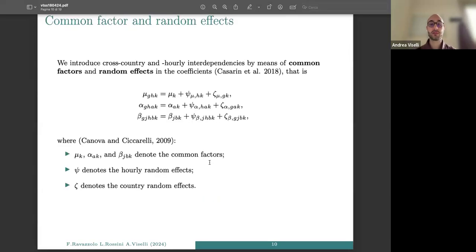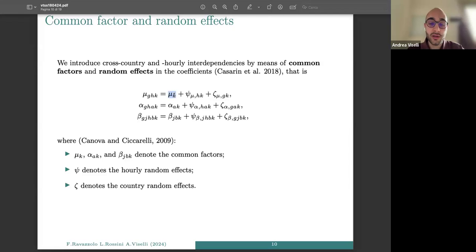So the very peculiar thing of this model regards the cross-dependence in the panel, so the cross-dependence across the hours and the countries. We exploit this methodology proposed by Casarin and co-authors in 2018, where we model the country, hourly, and regime-specific parameters, so the intercept and the coefficients, as the sum of 3 different components. The first one Casarin and co-authors call a common factor. And then we have random effects.